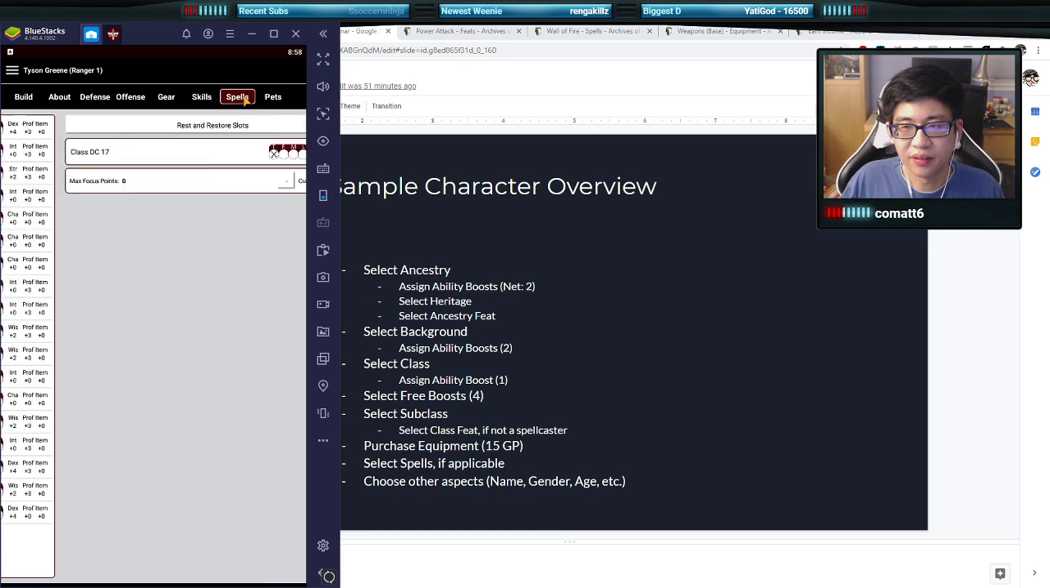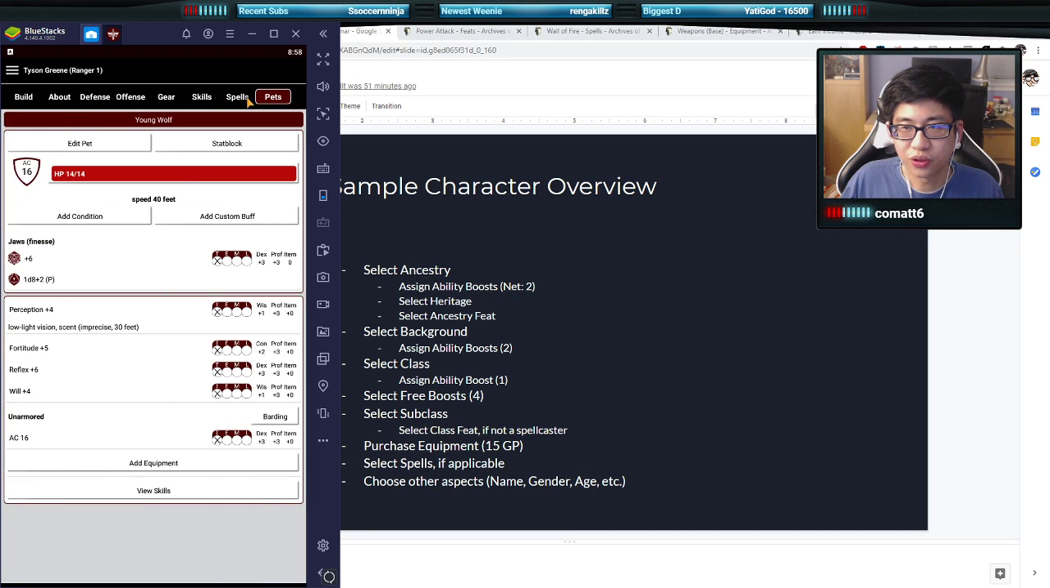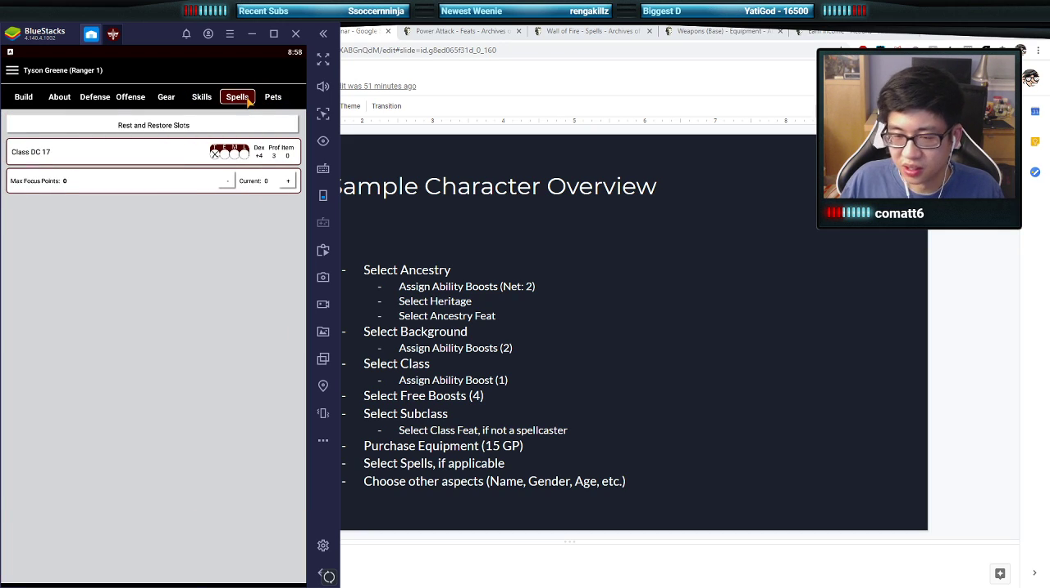Yeah, and there we go. The Rangers don't have spells unless they do, thanks to the Warden. What is it called? Learning the focus spells. We're going to go into that later. So yeah, I think we're done with that for now. That's basically it. That's all you need to do to build a character. That took me less than 5 minutes, and I'm already ready to go.